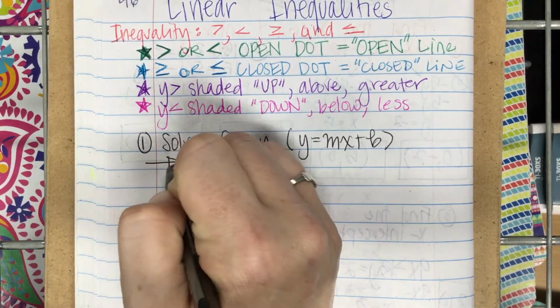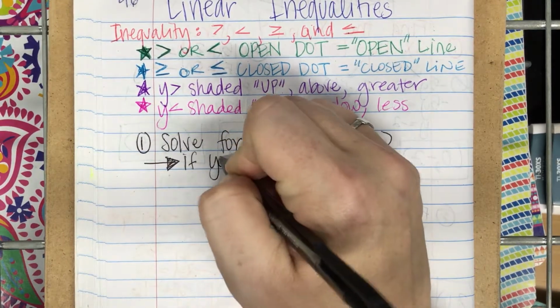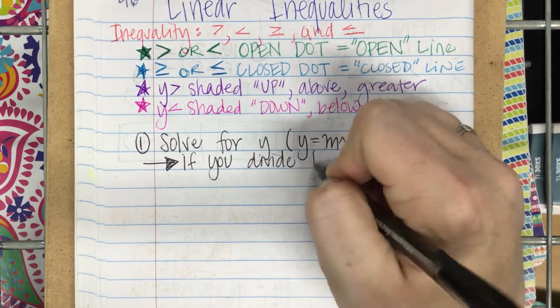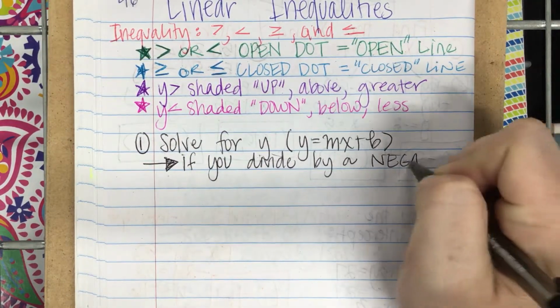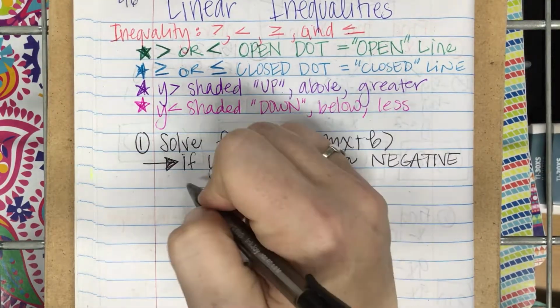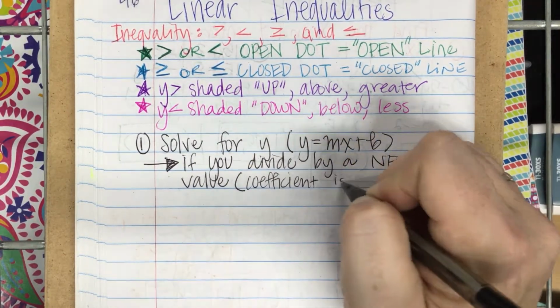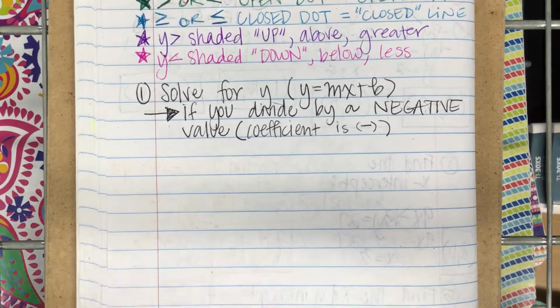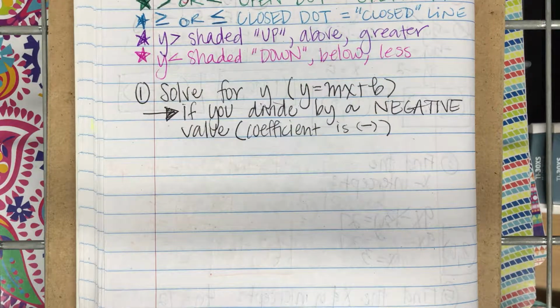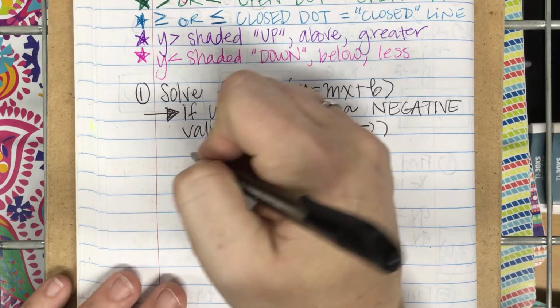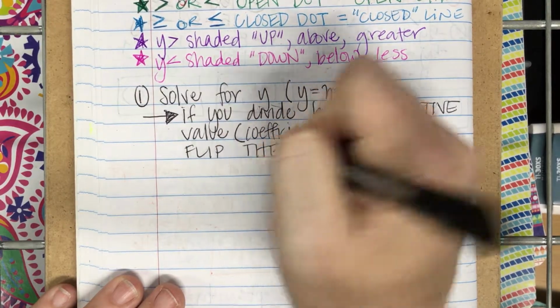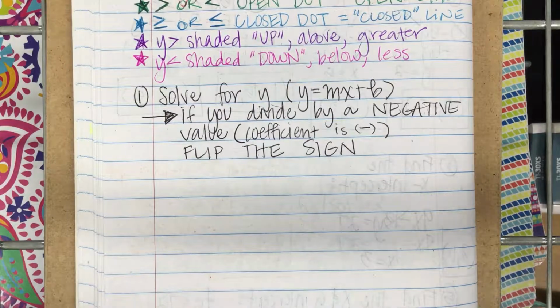You need to remember, though, a special rule about inequalities. If you divide by a negative value, or multiply, if your coefficient is a negative value, what do you have to do in an inequality? If your coefficient is a negative value, Henry, what do you have to do? Flip the sign. Perfect. Flip the sign.